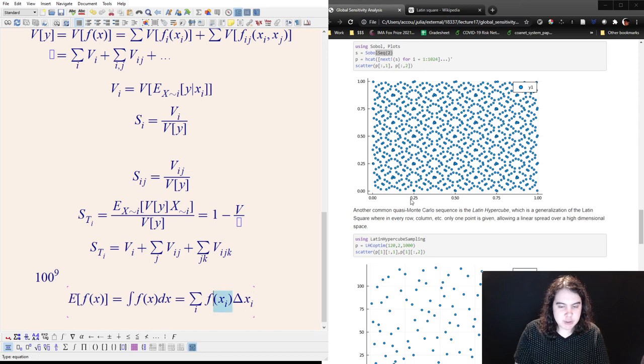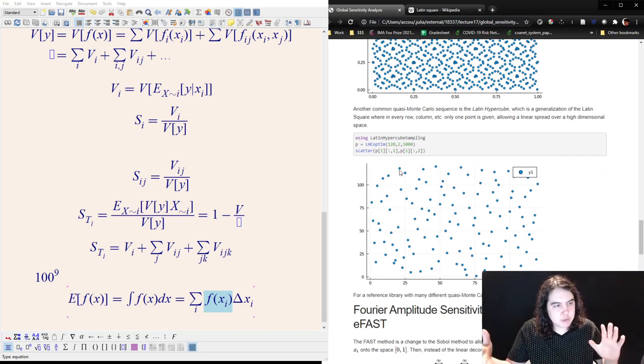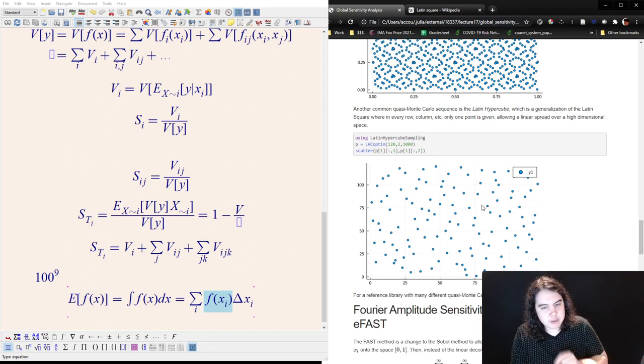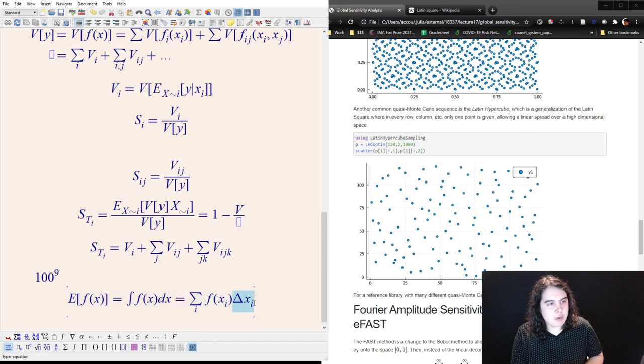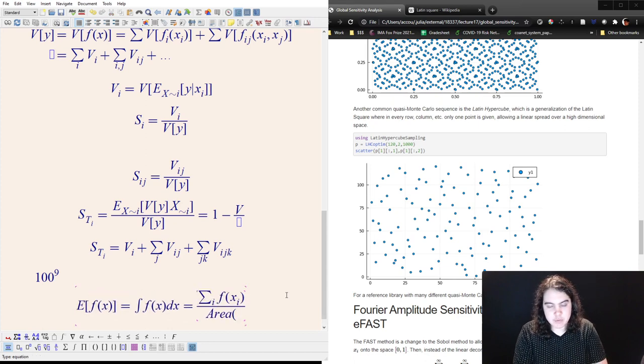Well, where do you actually choose these points, right? Instead of choosing them on grid points, because that's too expensive in high dimensional spaces, you take these as the points that you evaluate the integral on. And for your delta x's, you directly use an estimate of the total area, and you divide out the area at the end. You divide out the area of the domain. Right, and this gives you a way to do the integral without necessarily having to use grid points.